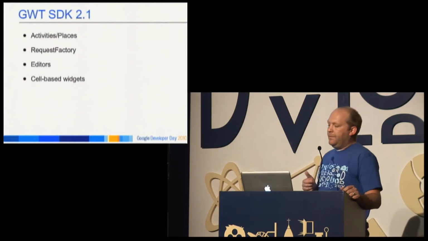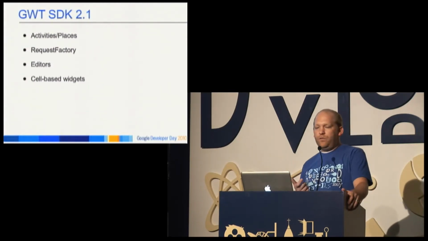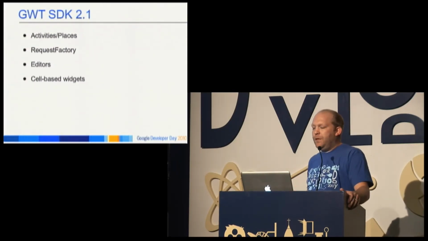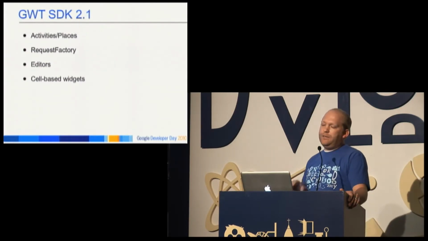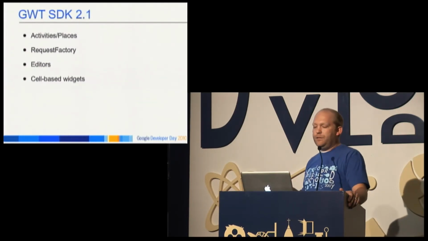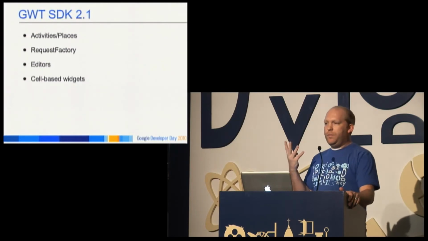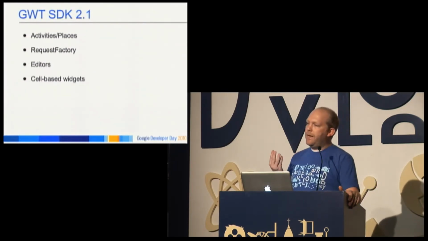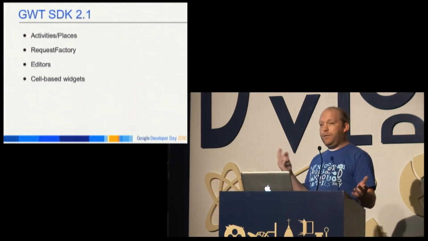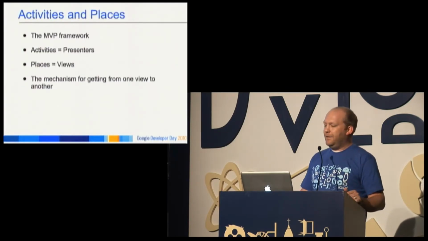So the GWT SDK got some major updates and a major overhaul. And what we did was we said, this is the framework that I'm talking about: activities and places, request factory, editors, and cell-based widgets. These are the four main features we added to the GWT SDK. What are these? Glad you asked.